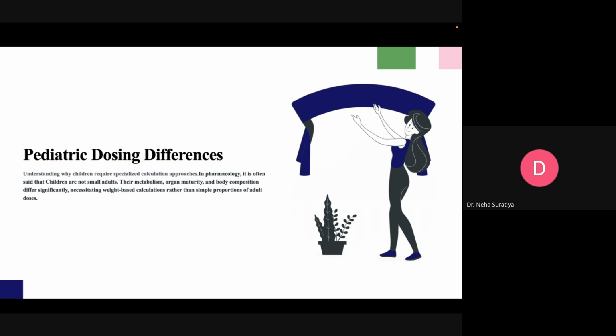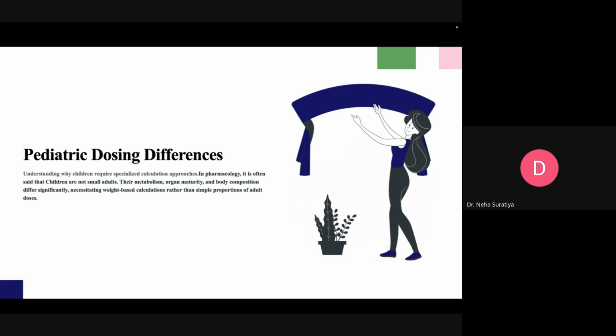Children are different from adults in metabolism, in organ maturity, in body composition. So we never scale down adult doses blindly for the pediatric population. That's why pediatric dosing relies heavily on mg per kg calculation, guys. Sometimes BSA is also useful in cases of pediatric oncology. It is another department. If you give an adult dose adjusted by age instead of weight, you can easily cause toxicity or therapeutic failure.